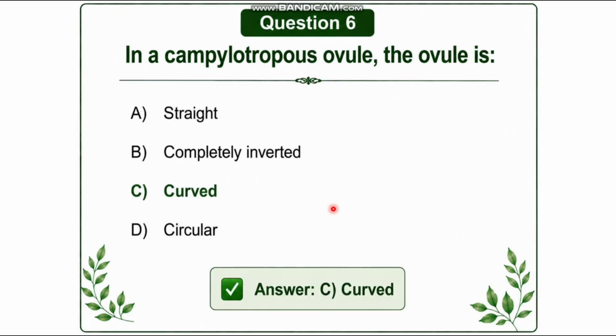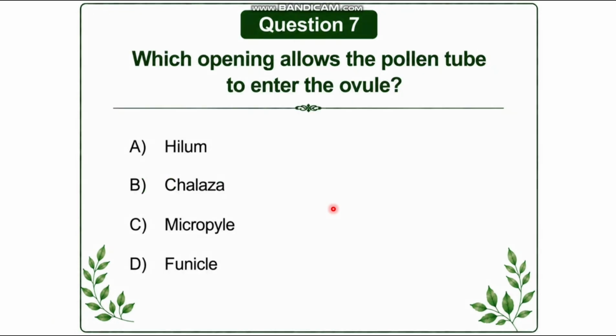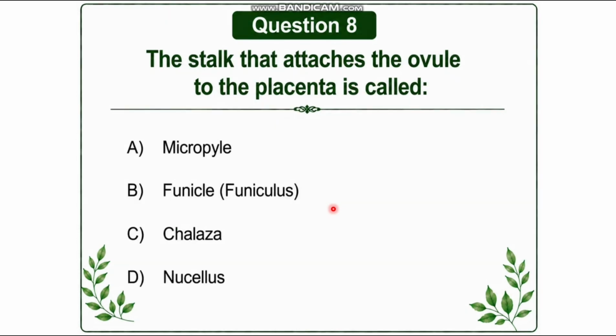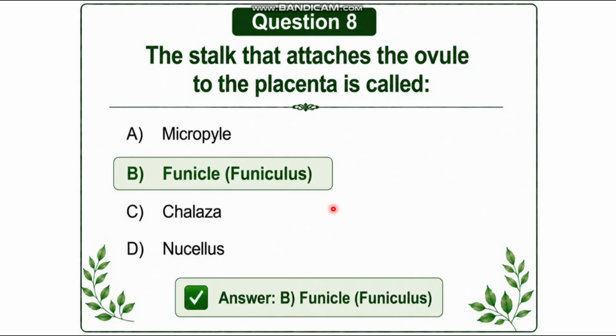Then the seventh question. Which opening allows the pollen tube to enter into the ovule? That is the opening, only one opening, the micropyle. Next question. The stalk that attaches the ovule to the placenta, what is it? We have just studied it: the funicle.